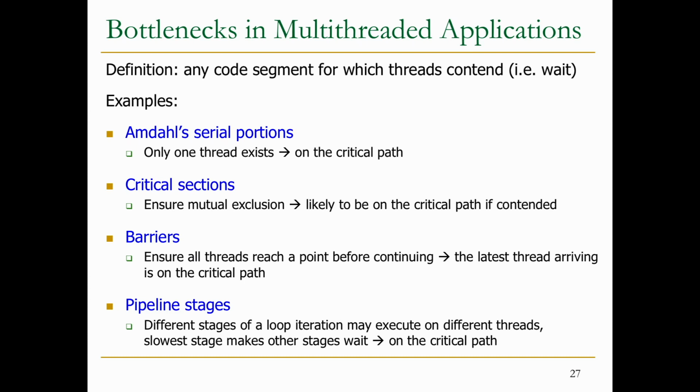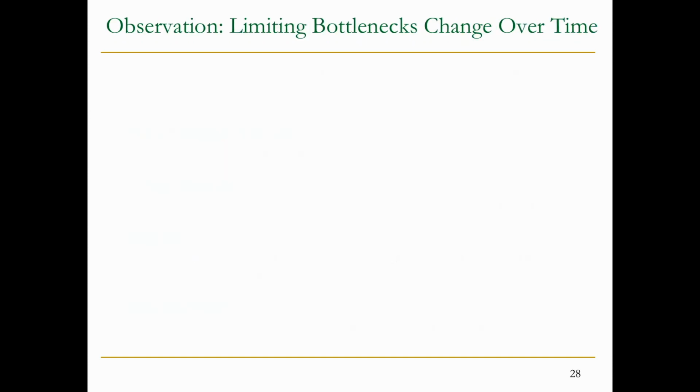So we already talked about examples. Serial portions: only one thread exists, so clearly it has to be on the critical path. Critical sections ensure mutual exclusion; they're likely to be on the critical path if they're contended. Barriers ensure that all threads reach a point before continuing; the latest thread arriving is on the critical path. And pipeline stages: different stages of a loop iteration may execute on different threads, and a slow stage makes other stages wait, so it is likely on the critical path in that case. And you've already seen all of these before.